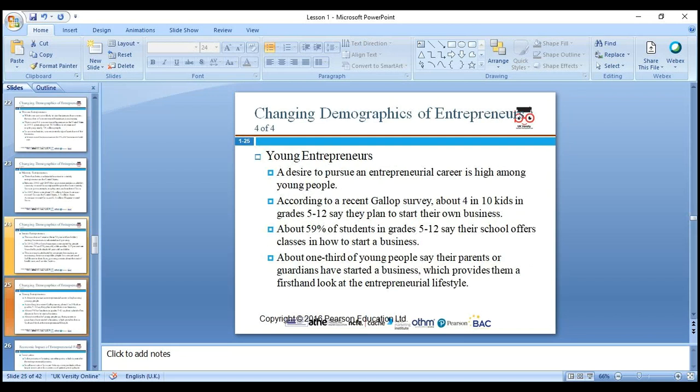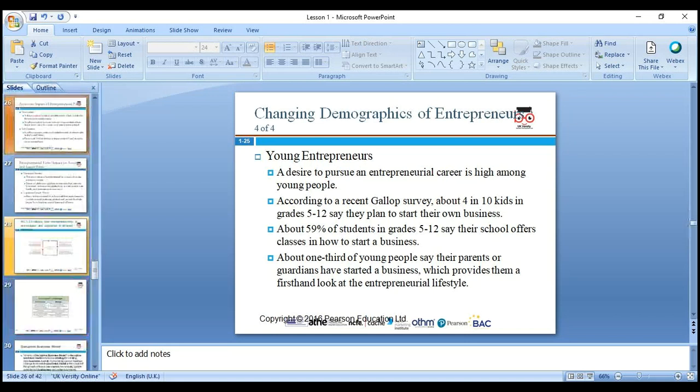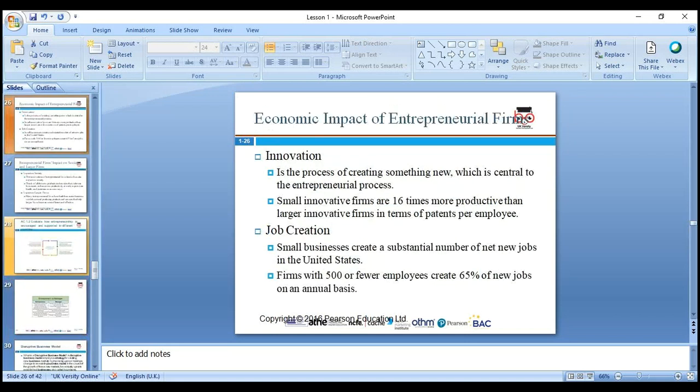Senior entrepreneurs are growing, but young ones even more so: 4 in 10 kids aged 5 to 12 say they plan to start their own business. About 9% of students in grades 5 to 12 say their school offers classes on how to start a business. So from an early age they're giving them ideas on how to become their own boss.